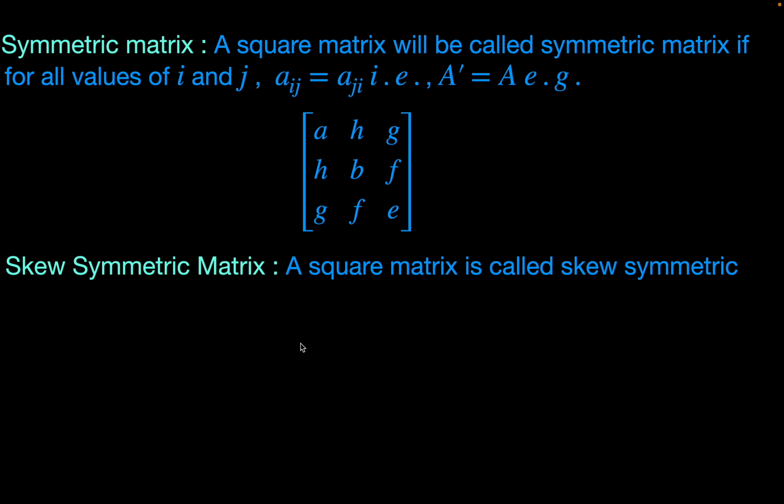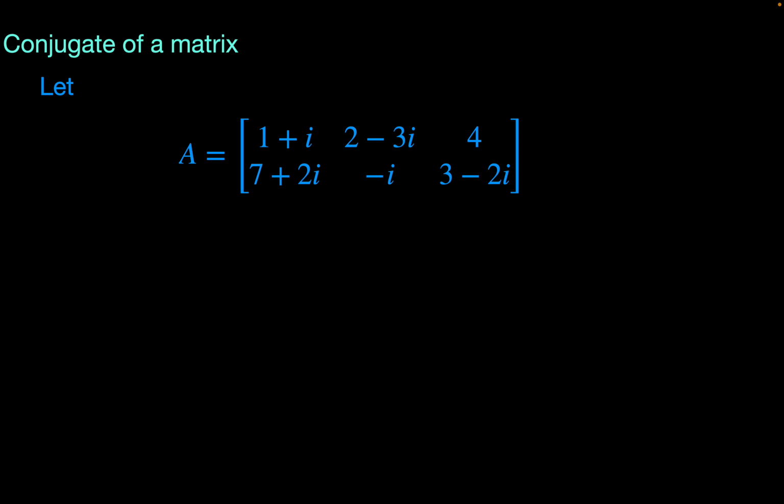Skew-symmetric matrix. A square matrix is called a skew-symmetric matrix if the transpose of the matrix equals the negative of the matrix. The matrix shown in this figure is 0, minus H, minus G; H, 0, minus F; G, F, 0. This is a skew-symmetric matrix because if we find the transpose of this matrix, we will get the negative of this original matrix.